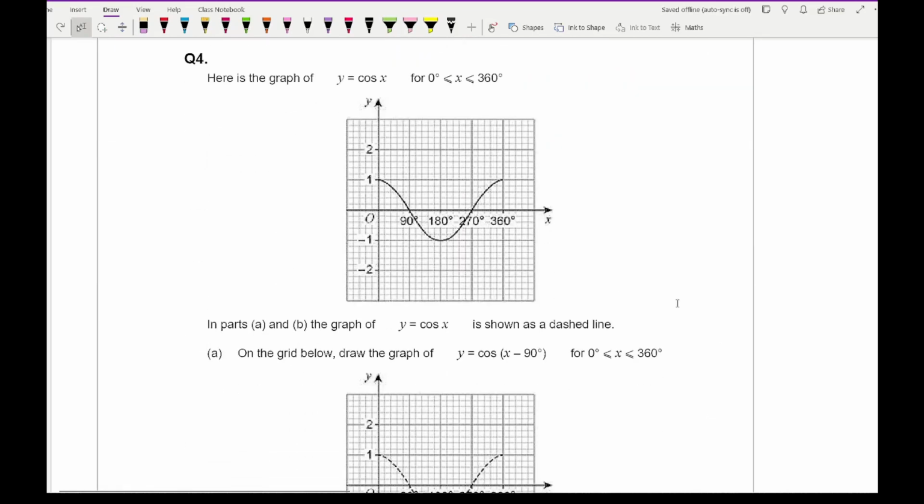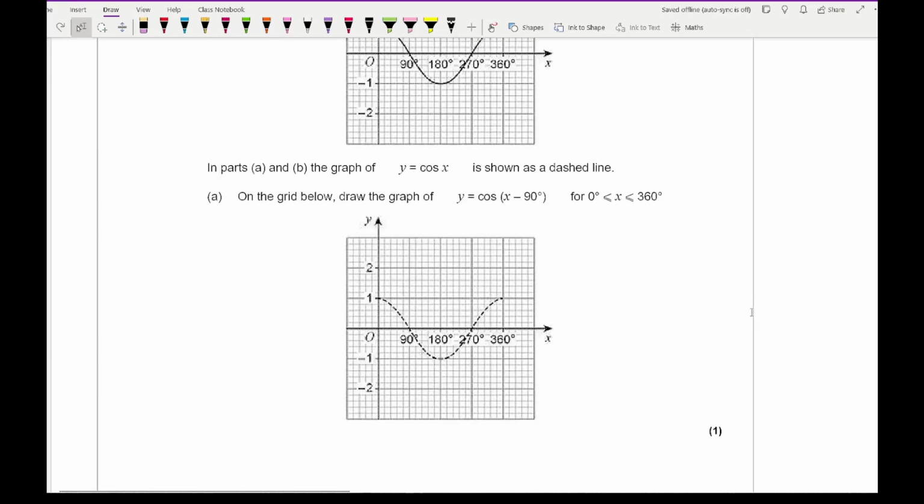Then moving on to question 4, it says here is a graph of y equals cos x, and in parts A and B, the graph of y equals cos x is shown by the dashed line. So here what I need to do is I'm doing something to the x, and I'm subtracting 90. So that means that I'm going to be shifting it that way by 90 degrees.